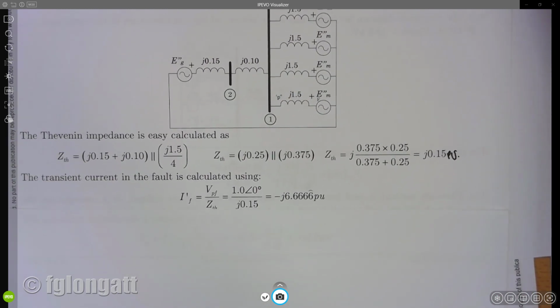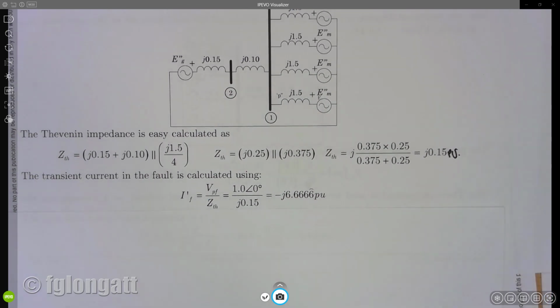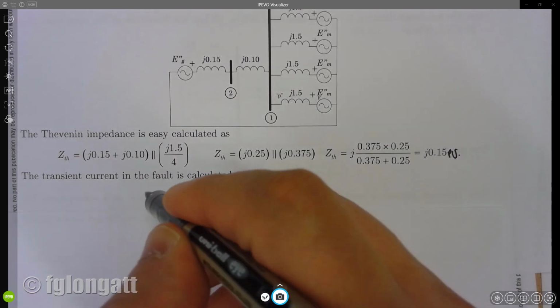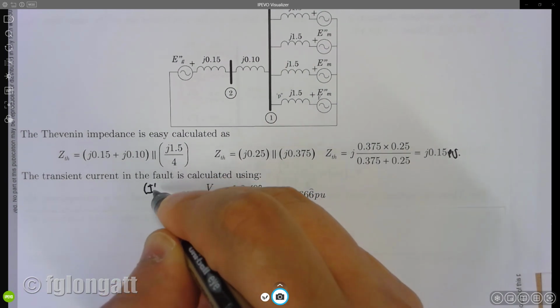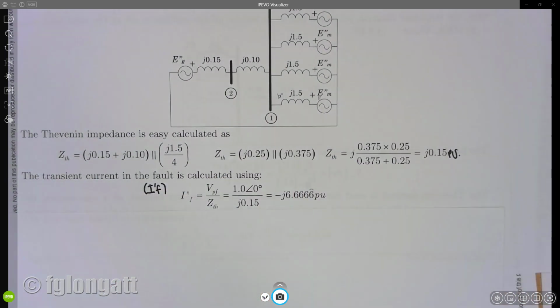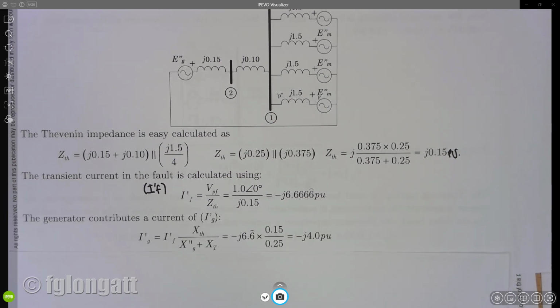Next step, very simple. We calculate the transient fault current. And that transient fault current using the Thevenin mechanism is 6.6666 per unit. Okay. Next step. Well, the next step is calculating the generator contributions, something similar to what we did before, and using the current divider rule, we can obtain the generator contribution, in this case, still 4.0 per unit. Okay.